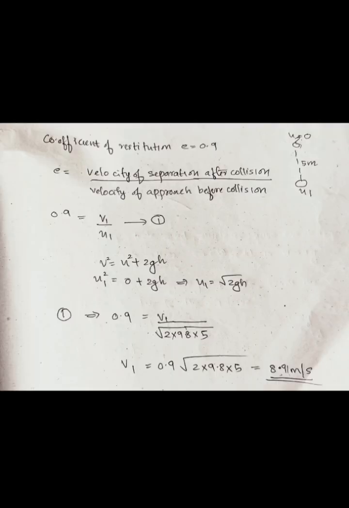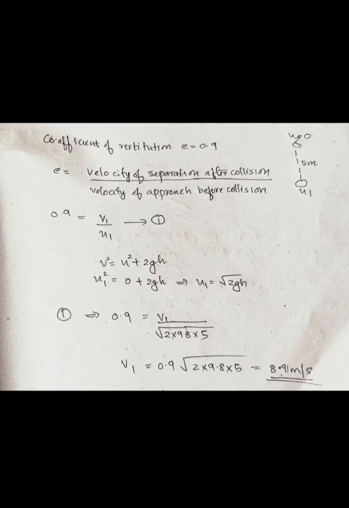The next question is: a ball of mass m initially at rest is dropped from a height of 5 meter. If the coefficient of restitution is 0.9, the speed of the ball just before it hits the floor the second time is approximately dash. Take g equal to 9.8 meter per second square. So here it is mentioned that the coefficient of restitution e is equal to 0.9. Here the ball is dropped from a height of 5 meter.